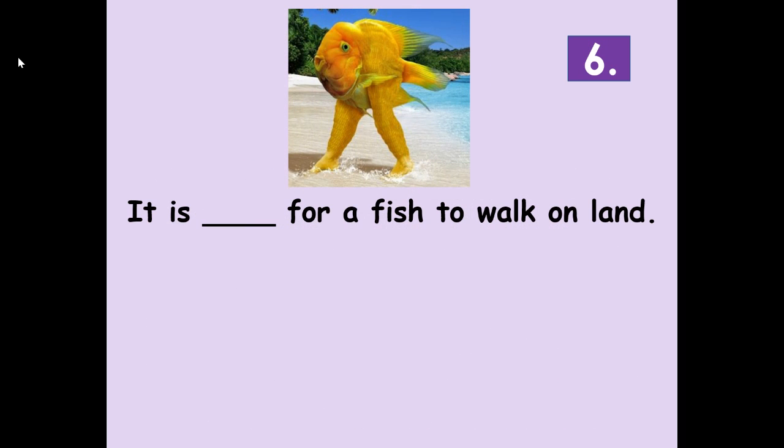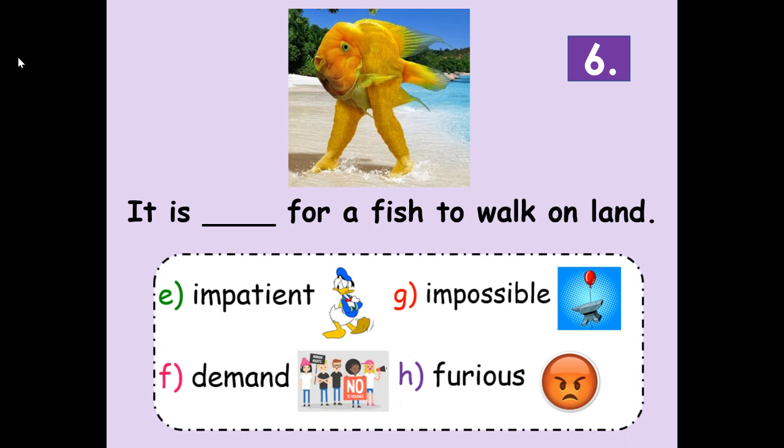Number 6. It is blank for a fish to walk on land. It is impatient for a fish to walk on land. It is demand for a fish to walk on land. It is impossible for a fish to walk on land. Or it is furious for a fish to walk on land. What makes the most sense given the context of where the word is in the sentence and our picture clues?